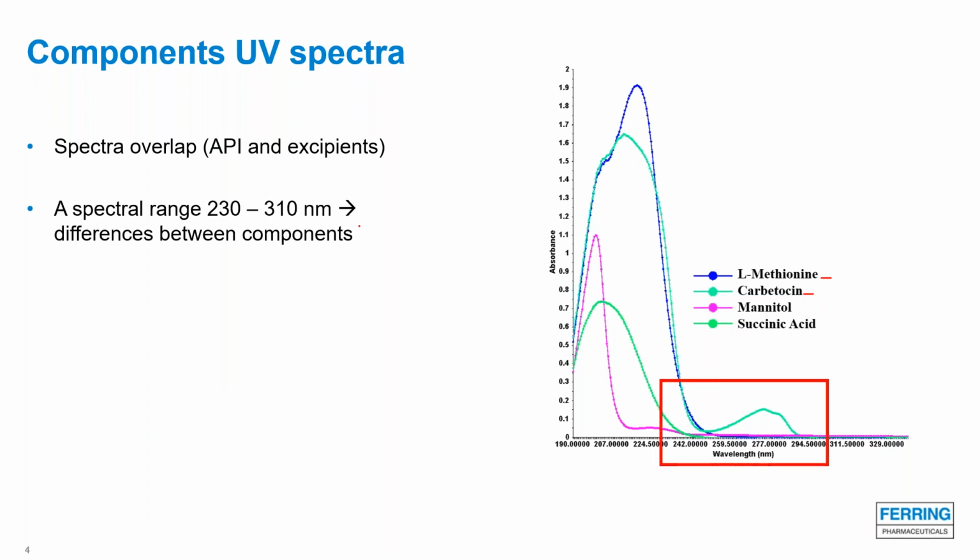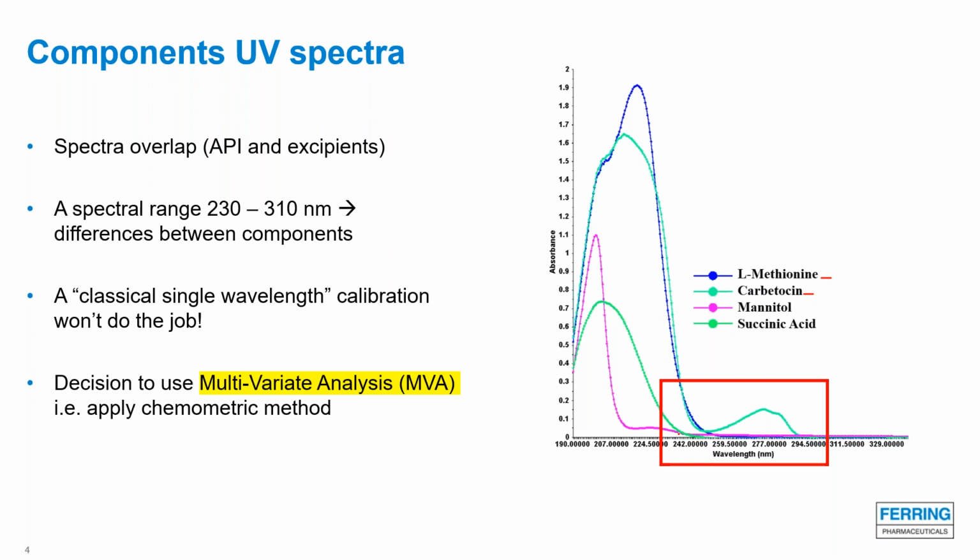However, if we look at this area, about 230 to 310 nanometers, we can actually see some differences between the spectra that will probably be useful to quantify the amount of each ingredient in the solution. Of course, it is clear from this that a single wavelength classical approach would not do the job, and we need to turn to a slightly more complex approach, which is using multivariate analysis, in other words, applying chemometric methods.